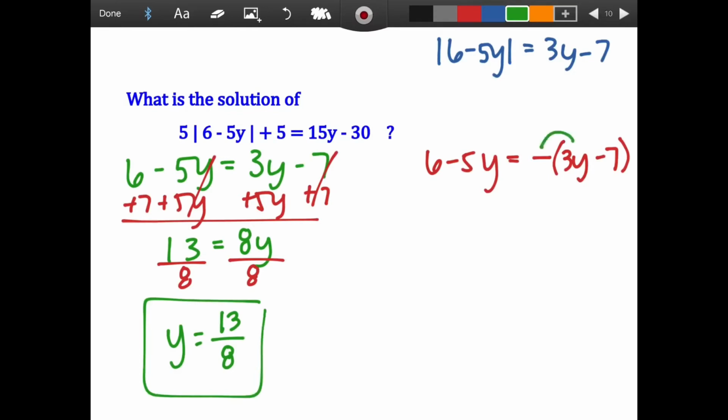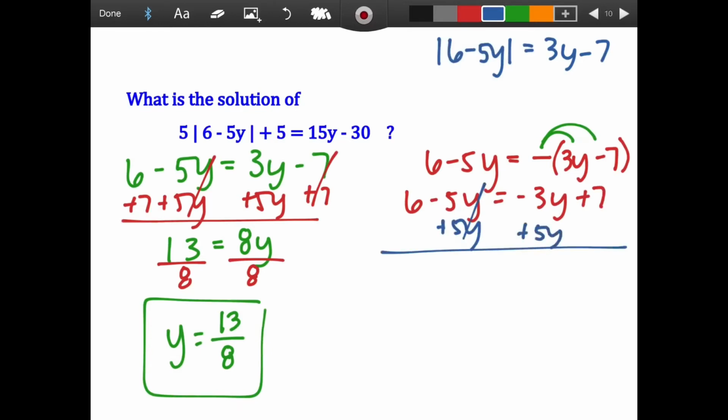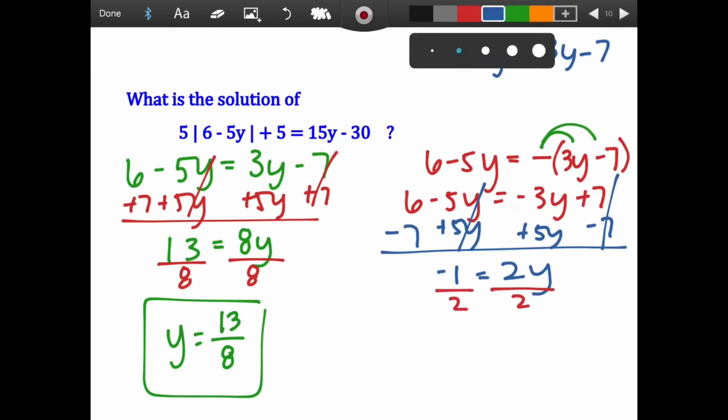For our equation on the right, we're going to distribute this negative. So we have 6 - 5y equals -3y + 7. I'm going to add 5y to both sides and subtract 7. When we do this, we are left with -1 is equal to 2y. Last step to solve for y, we're going to divide both sides by 2, and y equals -1/2.